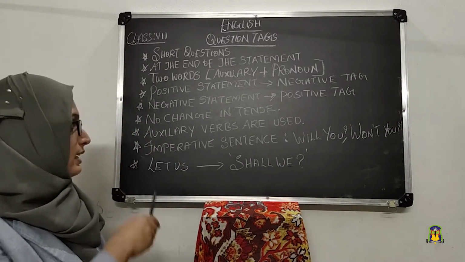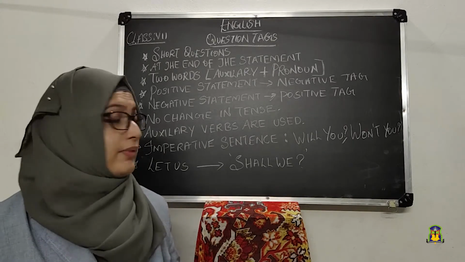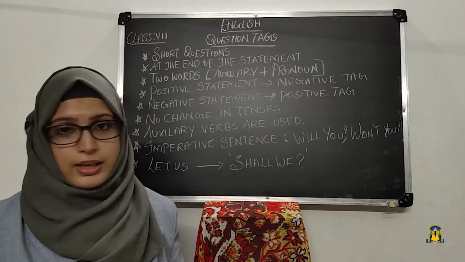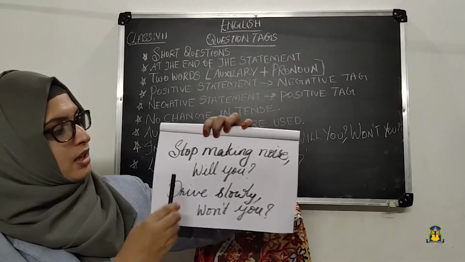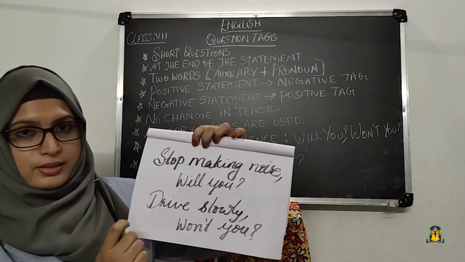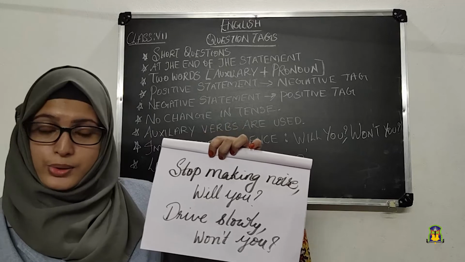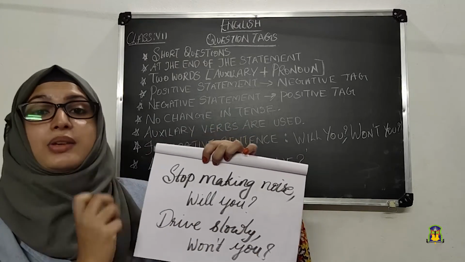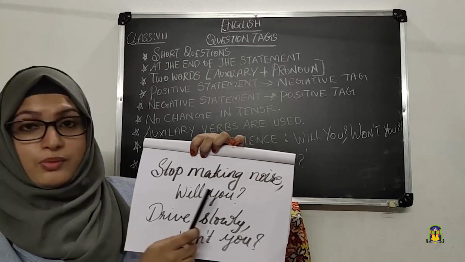Next point we can see is the imperative sentence. If it is an imperative sentence, I already told you, if it is a command or request or anything. For example, look at this sentence: Stop making noise. There we have to use will you. Why, you know? Because in the sentence stop making noise, some negative touch is coming. Some negative meaning is coming. So we are using will you.